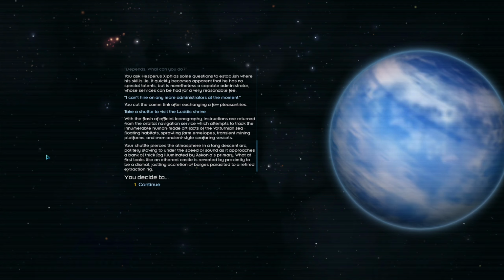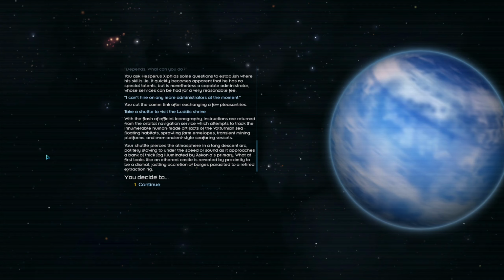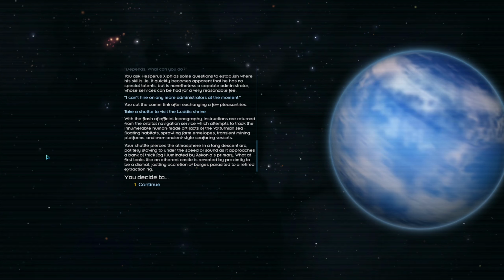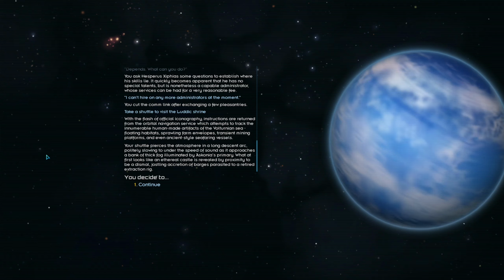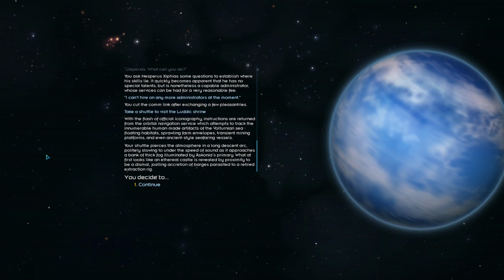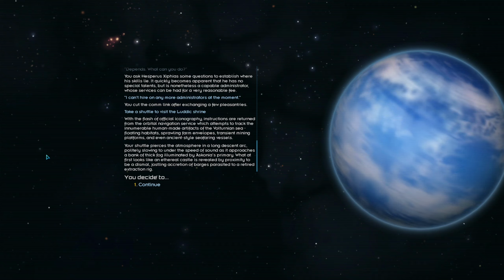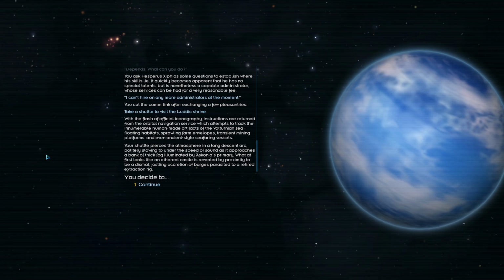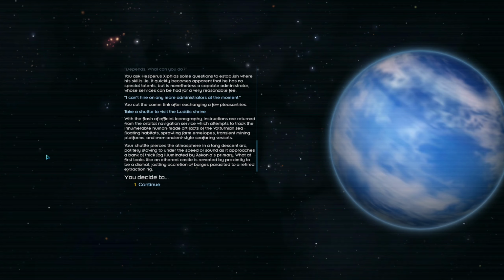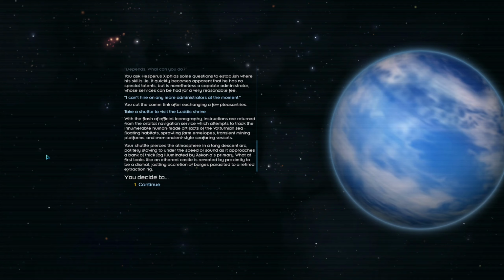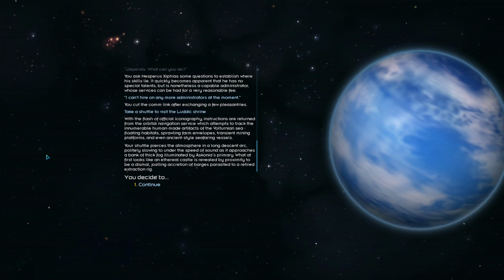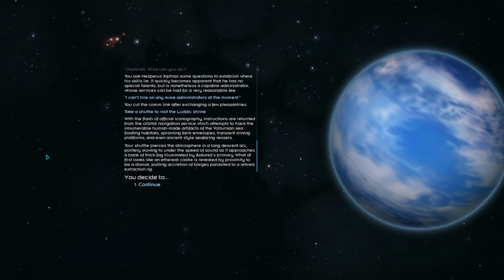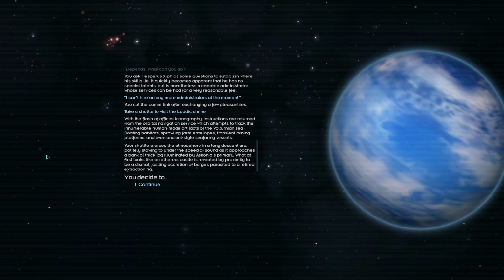With the flash of official iconography, instructions are returned from the Orbital Navigation Service, which attempts to track the innumerable human-made artifacts of the Volturnian Sea. Floating habitats, sprawling farm envelopes, transient mining platforms, and even ancient-style seafaring vessels. Your shuttle pierces the atmosphere in a long descent arc, slightly slowing to under the speed of sound as it approaches a bank of thick fog, illuminated by Esconia's primary. What at first looks like an ethereal castle is revealed by proximity to be a dismal, jostling accretion of barges parasited to a retired extraction rig.